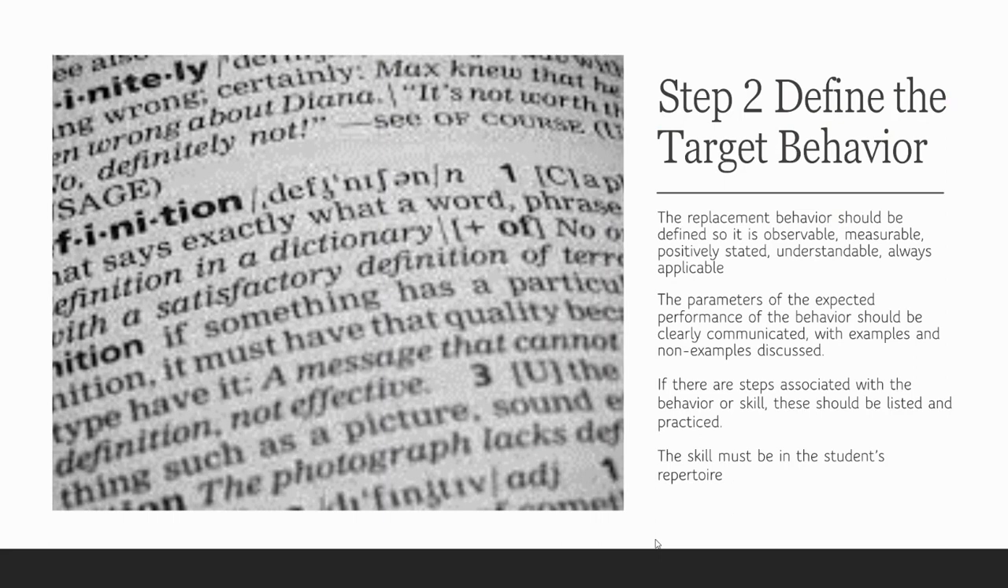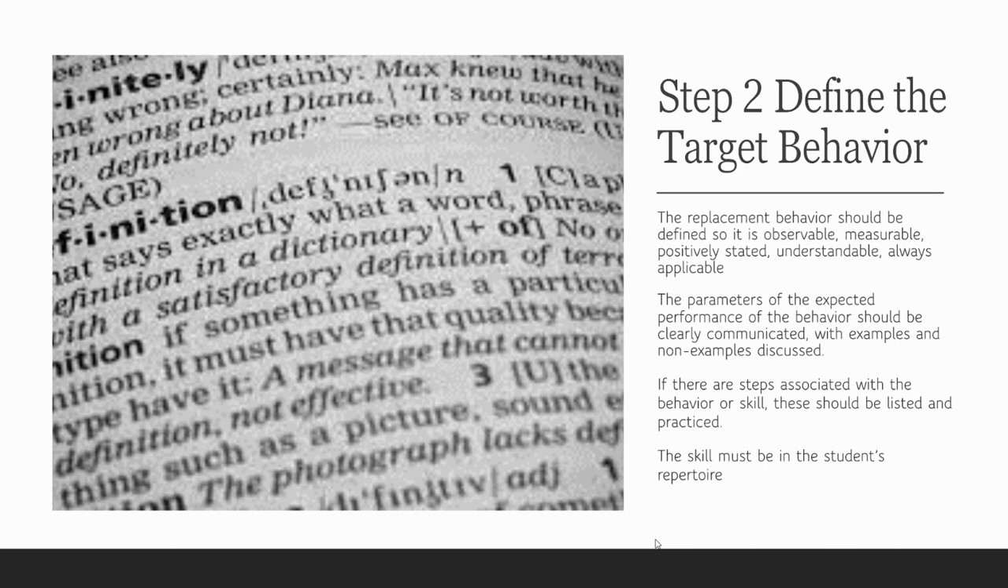So after that team has identified the problem behavior and the replacement behavior, the next step is that the team is going to define that target behavior. Just like with all rules and everything in PBIS, the replacement behavior should be defined so that it's observable, measurable, positively stated, understandable, and always applicable. It should follow those guidelines. The parameters of that expected performance of the behavior should be clearly communicated, with examples and non-examples discussed. So we should know exactly what the demonstration of that behavior looks like and what it doesn't look like.